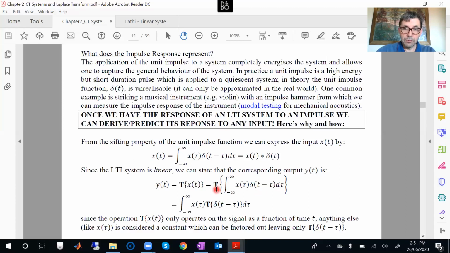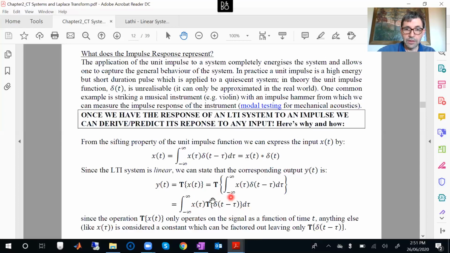This system responds to an input which is a function of time. So the only quantity here which is a function of time is the impulse function, because it's a function of time here. This x tau is really an artifact of the integral. The only thing which is really operating as a function of time is the impulse function. So we apply t through the integral like that, past the x of tau. X of tau is effectively behaving like a constant as far as the system is concerned, because it does not depend on time. It just depends on the integral form.